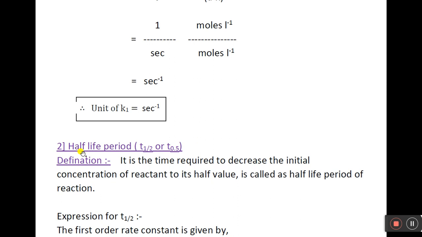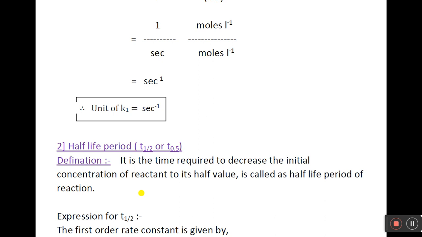Half-life period. It is represented as T half or T 0.5. Look at the subscript, 1 half and 0.5, they are written at the bottom of the letter T. Definition: it is the time required to decrease the initial concentration of reactant to its half value is called the half-life period of reaction.